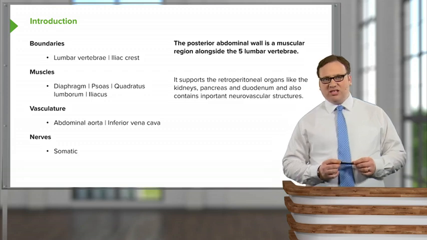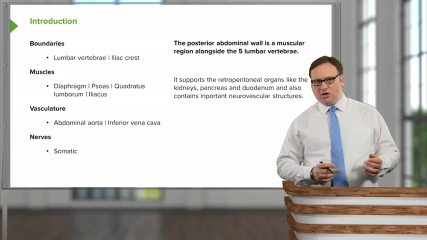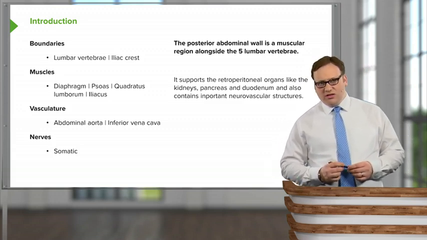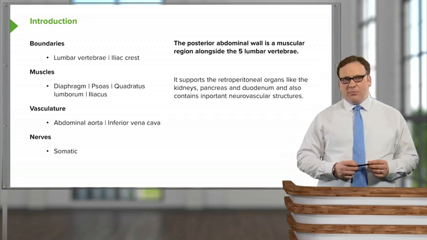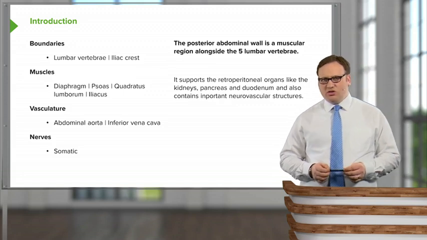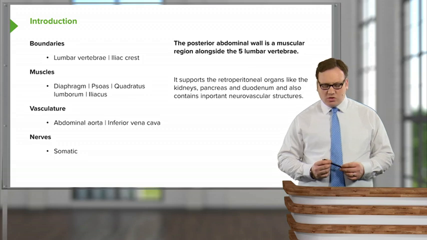We'll look at the vasculature that's running up and down the posterior abdominal wall, primarily the abdominal aorta and the inferior vena cava. And then we'll look at the nerves that are positioned on the posterior abdominal wall, and specifically the somatic nerves. We're not going to concentrate on the autonomic nerves just yet. We'll look at those towards the end of the course.